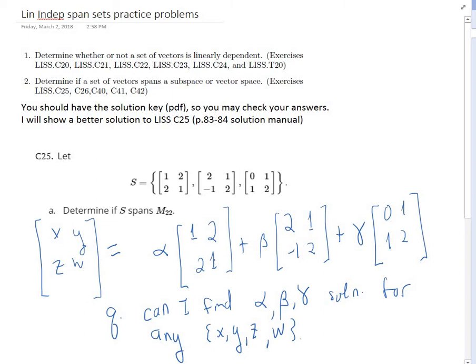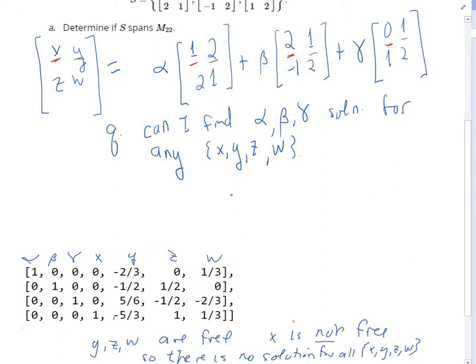Now, this gives me an equation involving matrices. Matrices have 1, 2, 3, 4 entries. Each entry of this equation is giving me a linear equation. For instance, if I look at the top left corner, here I have x. x is equal to alpha times 1 plus beta times 2 plus gamma times 0. Right? That's from the top left corner. If I look at the top right corner, I get y equals 2 alpha plus beta plus gamma. So in fact, I get 4 equations for the 4 components. Now, what are the unknowns involved? Well, alpha, beta, gamma, x, y, z, w.